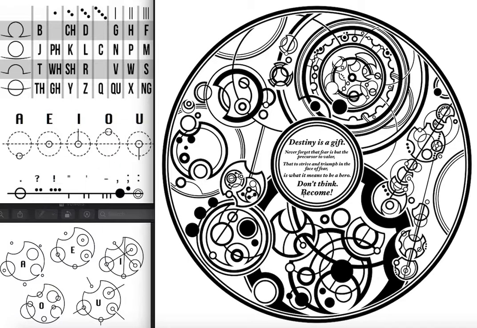So here's the thick line and the thin line. And then periods are open circles on our sentence circle. So this is a period at the end of this sentence. So destiny is a gift, period. Here's our next chunk. Here's the bottom of it.